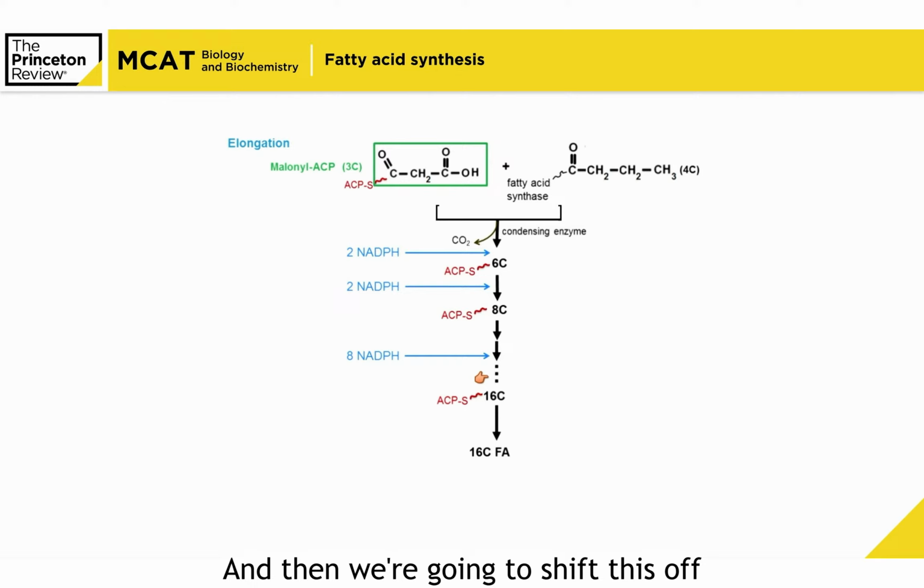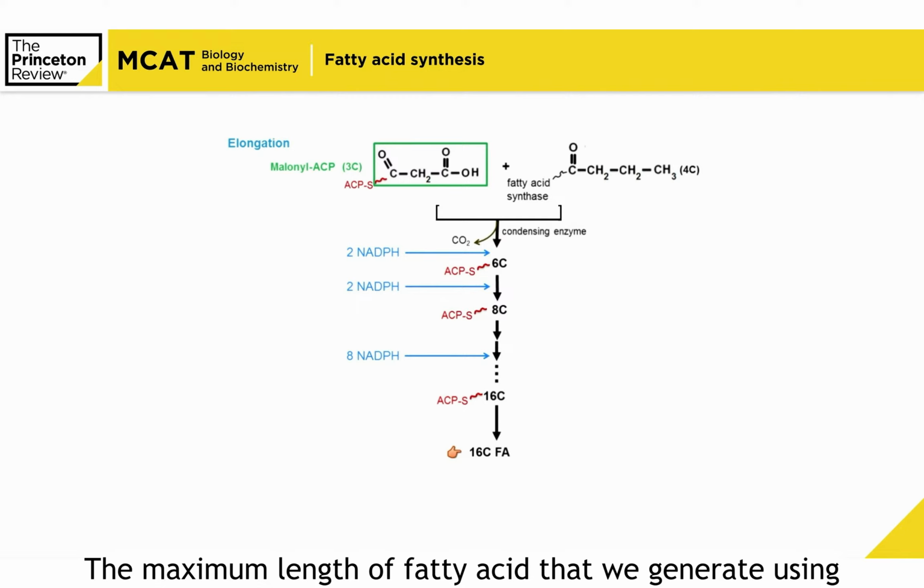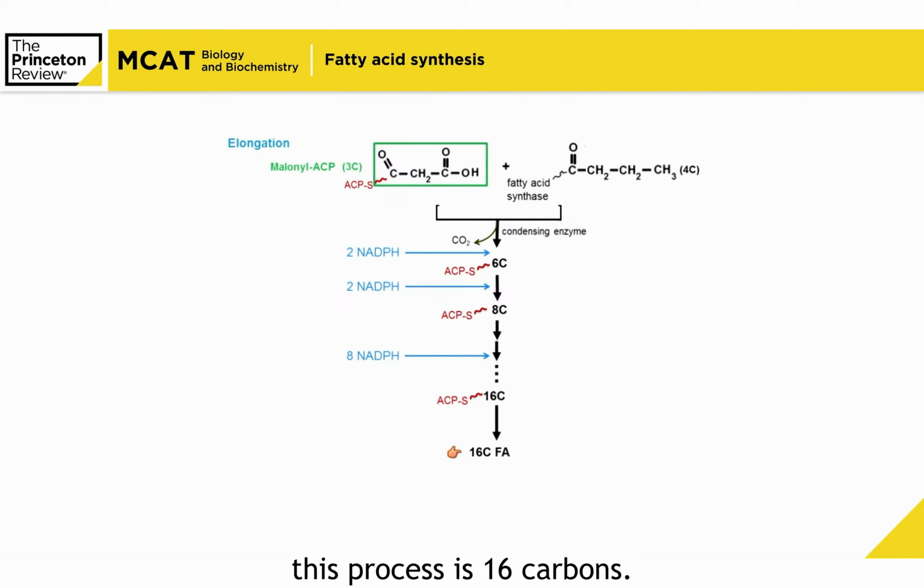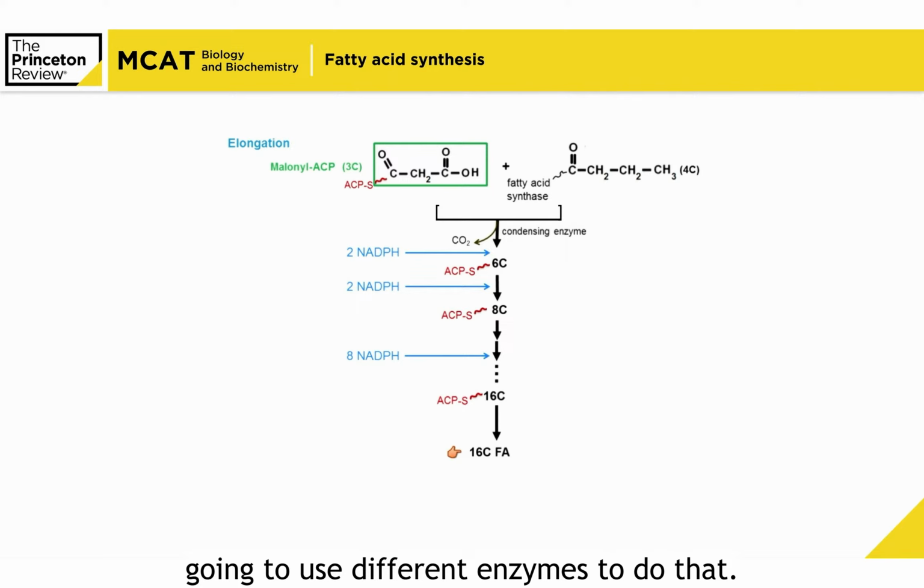We have to shift this off to another site in the enzyme, and then pop it off as a free fatty acid. The maximum length of fatty acid that we generate using this process is 16 carbons. We can make longer fats, but we're going to use different enzymes to do that.